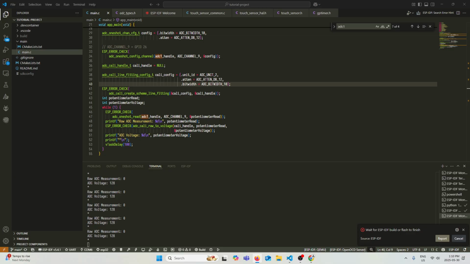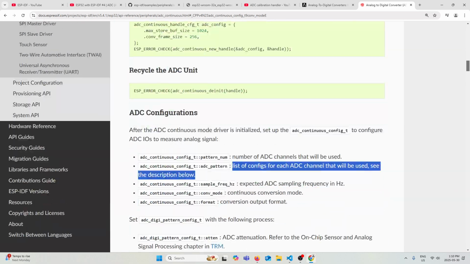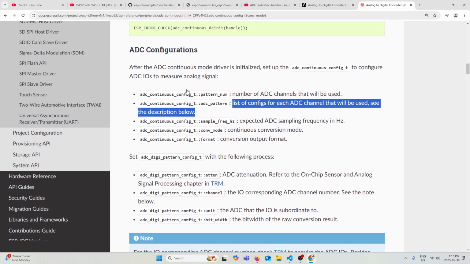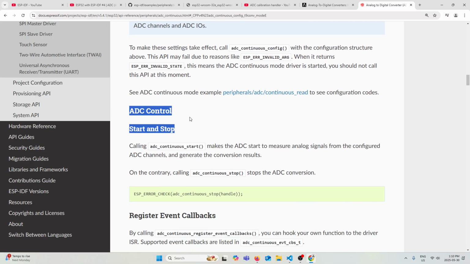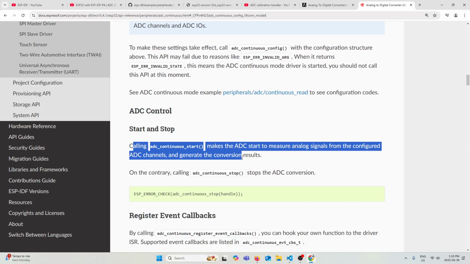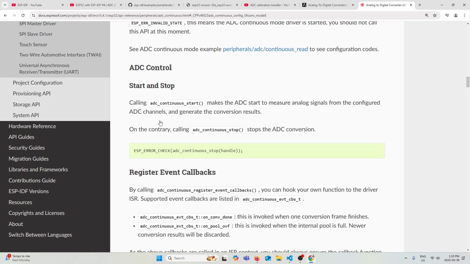Okay, good. That's how that works. And then so you use the shoot. And then okay, you set the continuous configuration up. That's great. And then you ADC control. And as you start the ADC so you trigger ADC continuous or ADC continuous now.